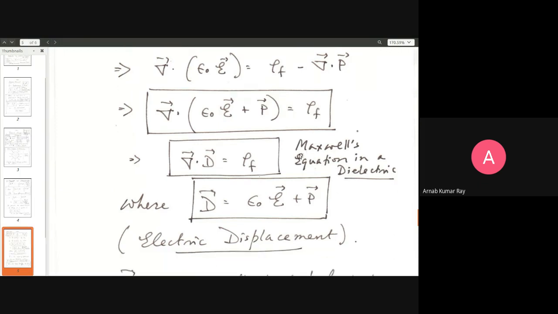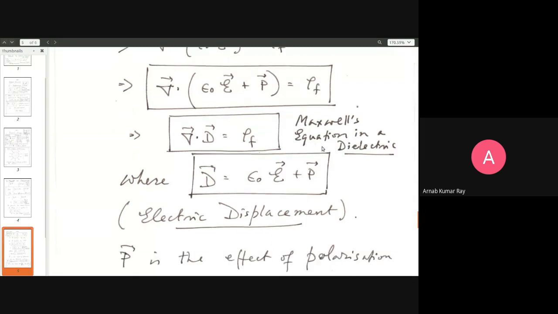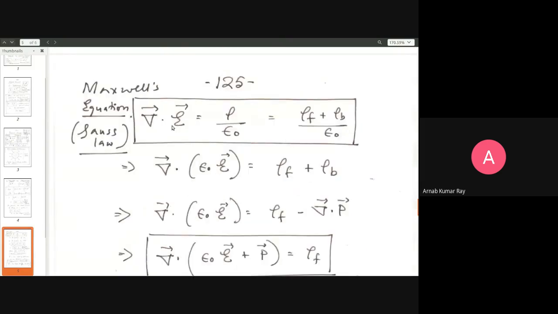Here's something very important. I define a new vector known as the electric displacement vector, capital D. Capital D is equal to epsilon naught into E plus P. Then epsilon naught into E plus P I'm writing as D. Divergence of capital D, the electric displacement vector, is equal to the free charge density. So this is basically Maxwell's equation in a dielectric material. Well, this is a general form of Maxwell's equation.